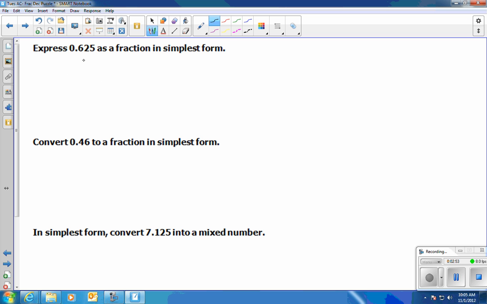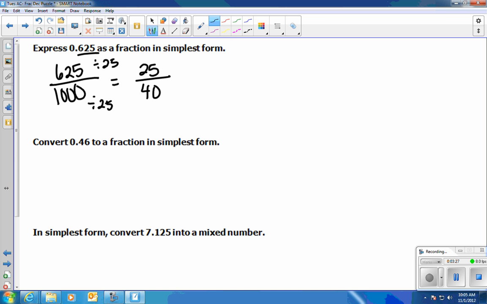The way I prefer to think about it is that there's 3 decimal places. So I write those numbers without the decimal. Since there's 3 decimal places, there should be 3 zeros in the bottom. So now all I have to do is simplify. So 625 is divisible by 25, and that gives me 25. Now the reason I picked 25 is because I know 1,000 is divisible by 25. When you divide that by 25, it gives you 40.